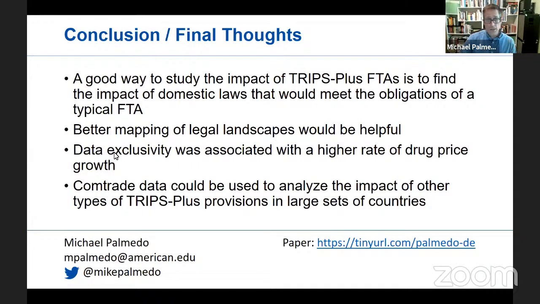In this study, data exclusivity was associated with a higher rate of drug price growth. And finally, COMTRADE data could be used to analyze the impact of other types of TRIPS-plus provisions in large sets of countries. That being said, COMTRADE data is not perfect. The link to my working paper is at the bottom of this slide.